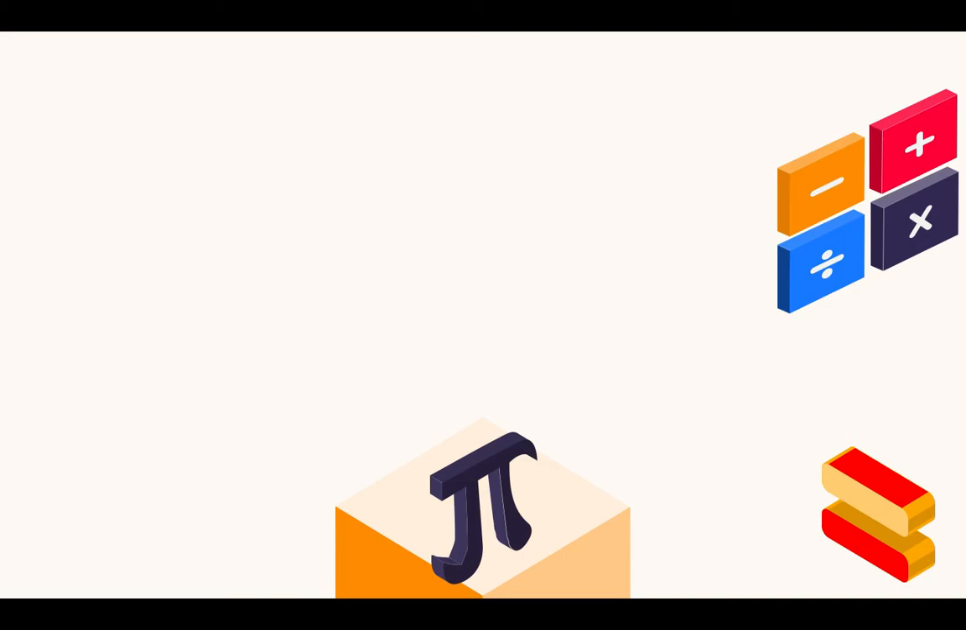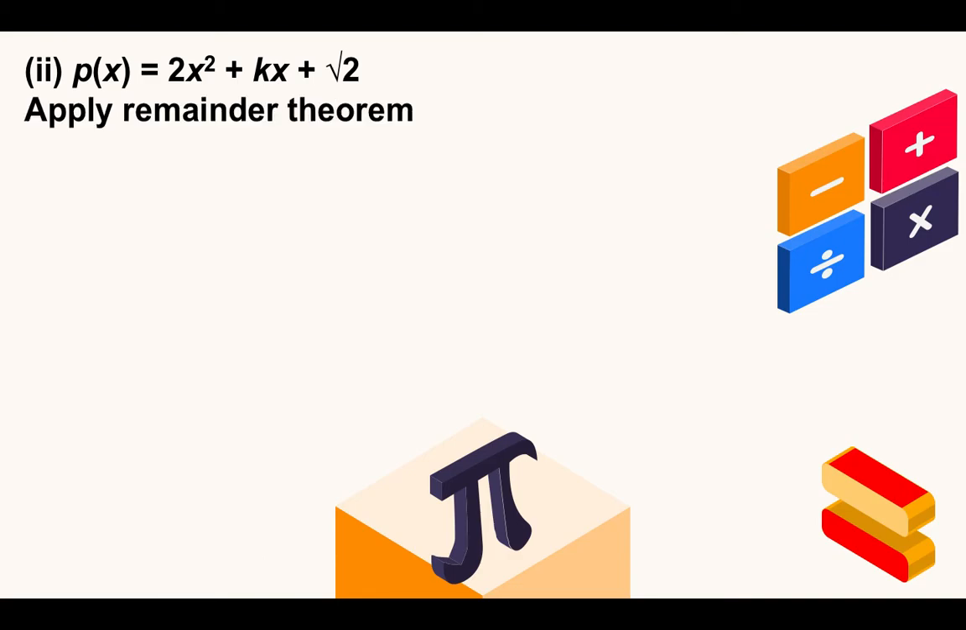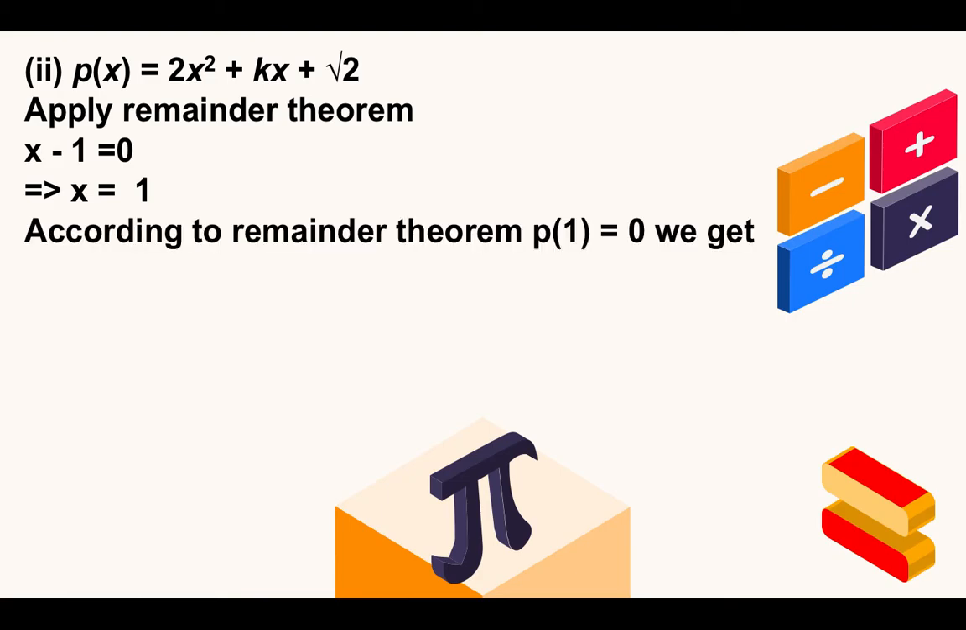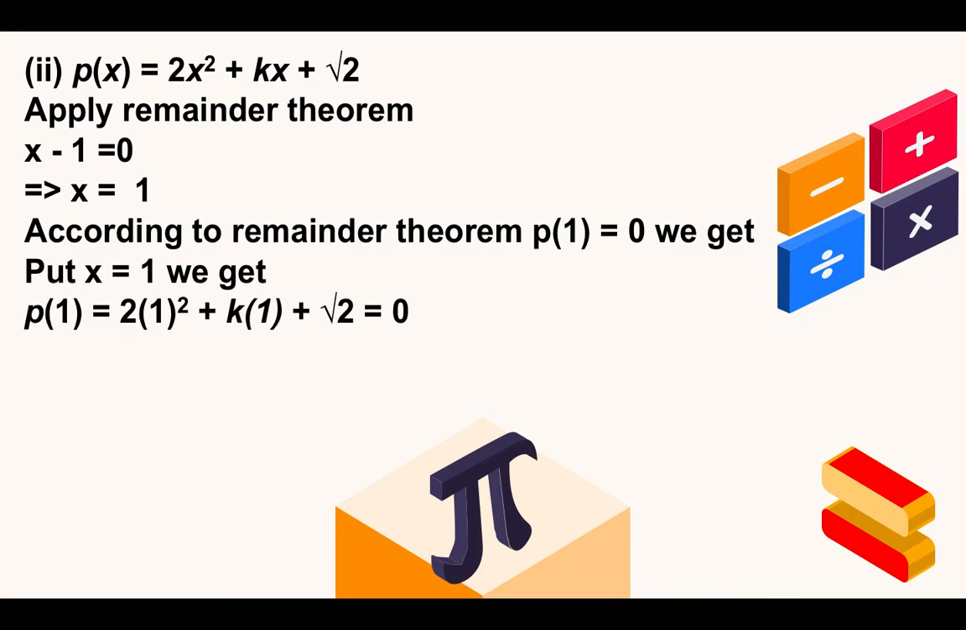So now we move on to the second question. Again we have to find the value of k, where x minus 1 is a factor which is given in the question. So again I'll apply the remainder theorem. I'll write x minus 1 is equal to 0, which means x is equal to 1. Now again I'll put the value of x is equal to 1. According to the remainder theorem, p of 1 is equal to 0 if x minus a is a factor. So I'll apply it. I'll put x is equal to 1 in the given polynomial.